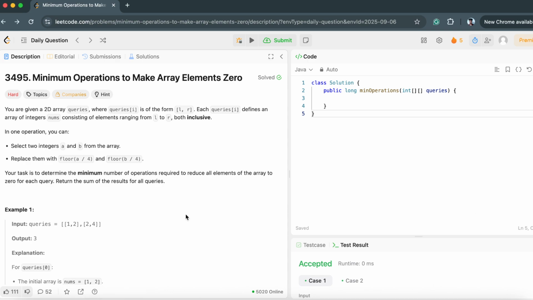So let's solve this LeetCode question 3495, minimum operations to make array elements 0. Okay, let us read the problem statement quickly.